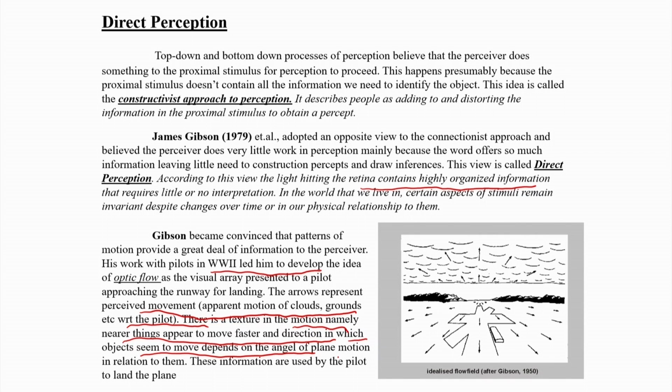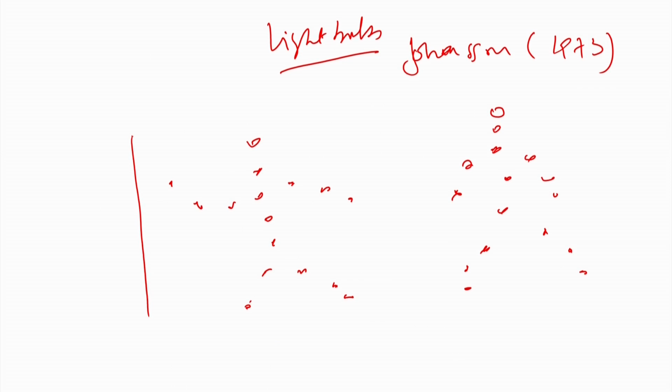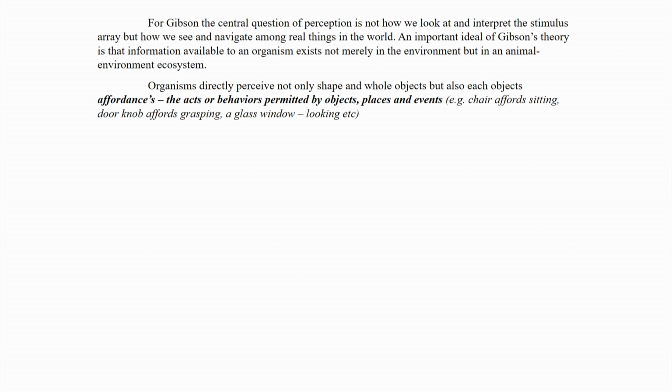And so, this particular example was one of the best examples which Gibson used to propose the idea that there is something called direct perception. The observer does not need to work on the information which is being presented to him. The environment presents a lot of information, and the observer only has to follow that information, not even make meaning out of it. And that is what Gibson's idea of direct perception was.